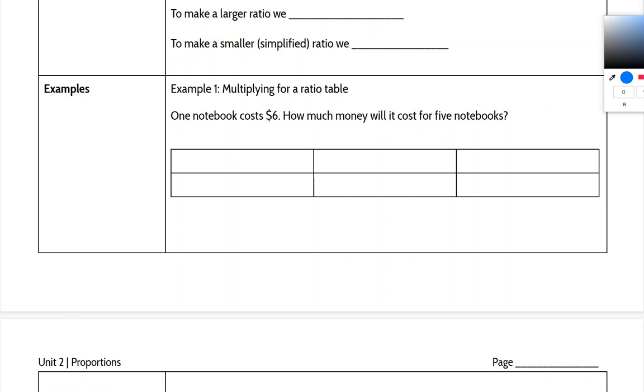Okay, so the two things that we're comparing: we're interested in notebooks, right? So notebook. And the other thing that we're interested in is money, or dollars. So one notebook. For the number of notebooks in my first ratio, I'm comparing one notebook, which costs $6, so I put a 6 in the bottom. So that's the ratio that I'm using. One notebook for $6. And we're trying to figure out how much money it'll cost for 5 notebooks.